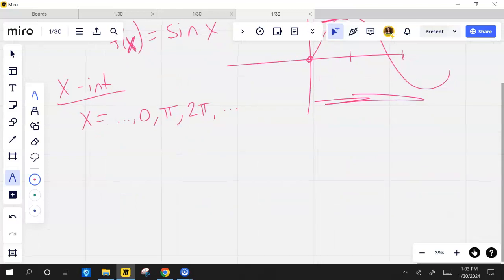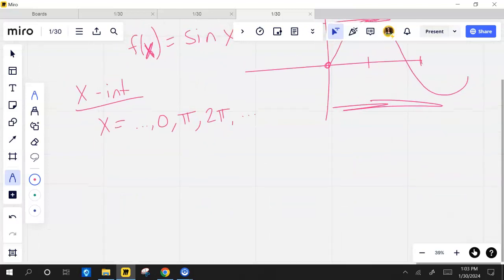I am going to show you another way to write this. You could also write this as k pi, where k is any integer I want it to be.